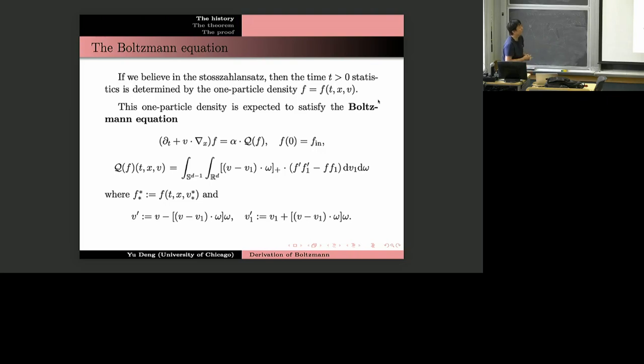So I'll not talk about the details of the equation, and the solution theory is extremely complicated, so it's not very well known in terms of global strong solutions. I'll not get to that. The main topic in this talk is the derivation of this Boltzmann equation.